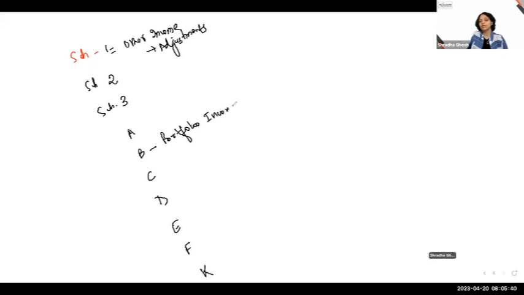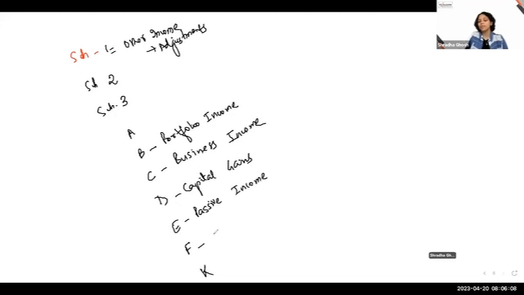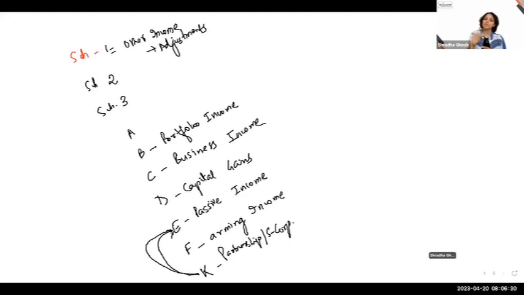Schedule C is your own company, so basically it's your business income. Schedule D is your capital gains. Schedule E is your rental income, or basically all your passive income. Let's call it passive income. Schedule F is your farming income. Schedule K is actually an adjustment that goes to Schedule E. So the income that you get from partnership, S Corp, all of these income will be an attachment to your Schedule E. And then from here, it goes to Form 1040.